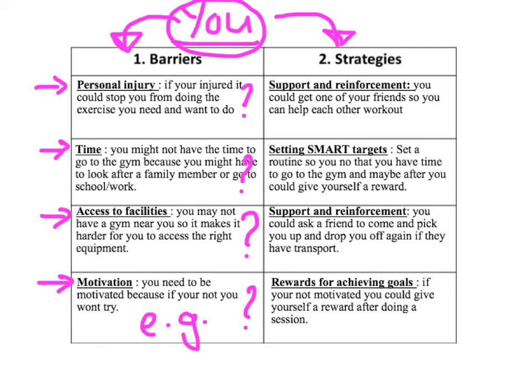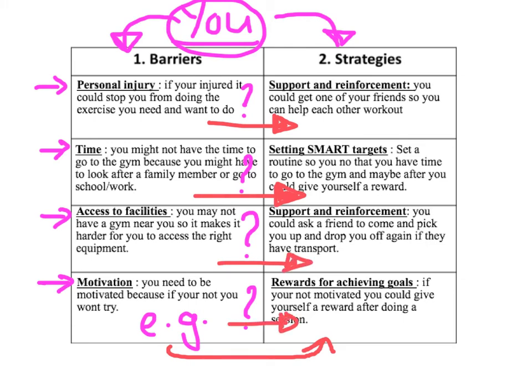For each of the barriers that you identify on this slide, you need to come up with a strategy. So if you do have an injury, what is it that you're going to do about it? What strategy would you use? If you do have a lack of time, what strategy are you going to actually employ? So on and so forth. It might be that the ones you've chosen here are about you and the strategies match, but I'm not sure they are all about you.